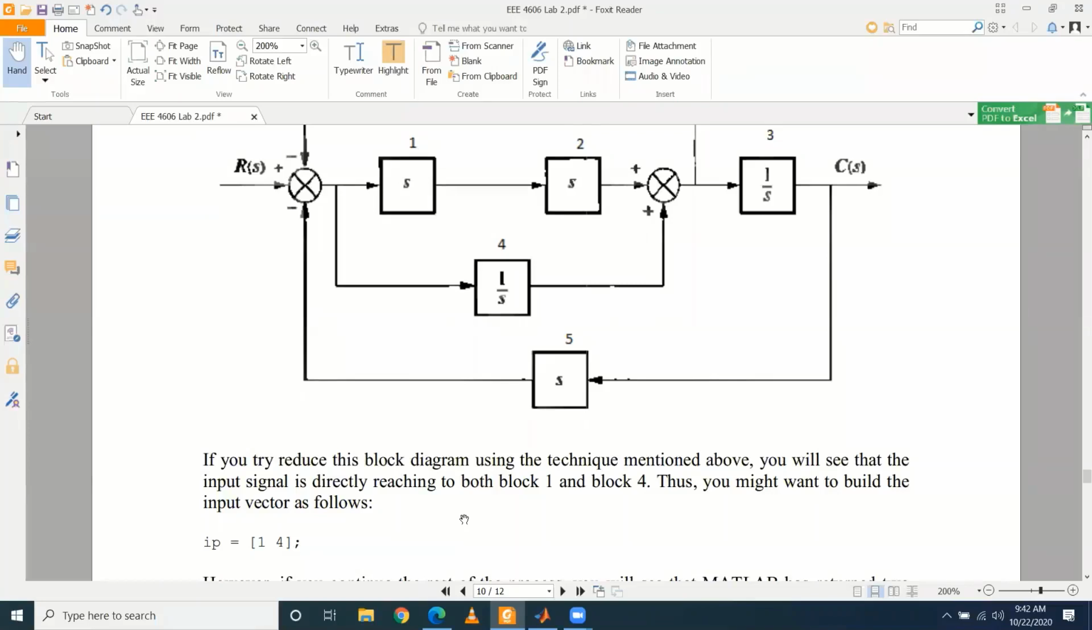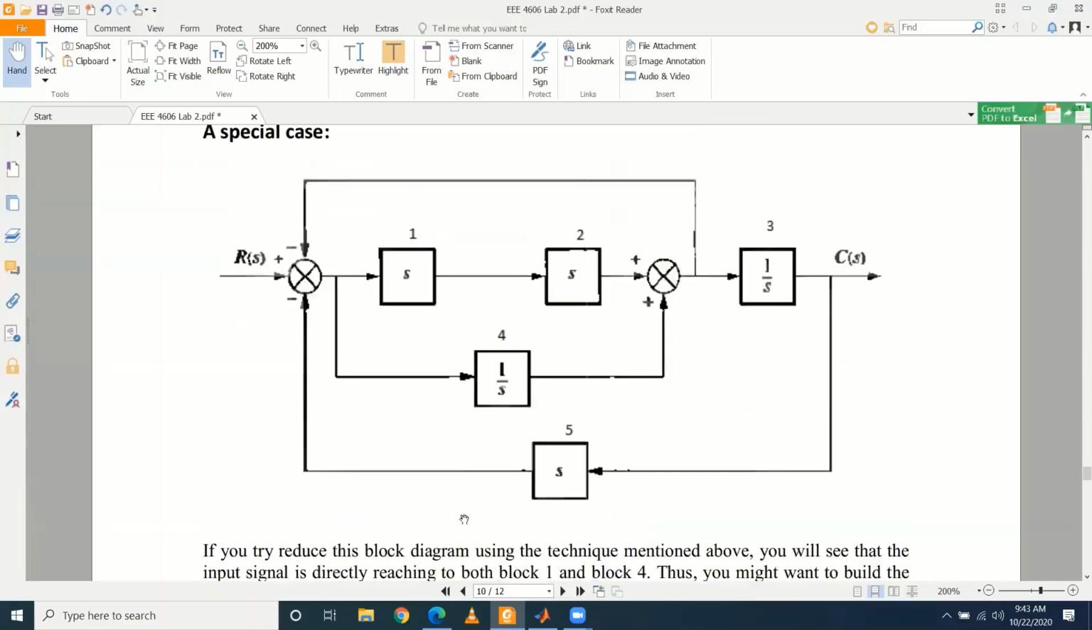So this system will be treated as a multiple input, single output system. MATLAB will assume that there are two inputs to this system, and as a result, at the end, we'll get two transfer functions: output divided by input 1 and output divided by input 2. Do you understand what I mean? Yes, sir. So at the end, we'll get output divided by input to block 1, that's one transfer function, and output divided by input to block 4, which is another transfer function. So we'll get two transfer functions.